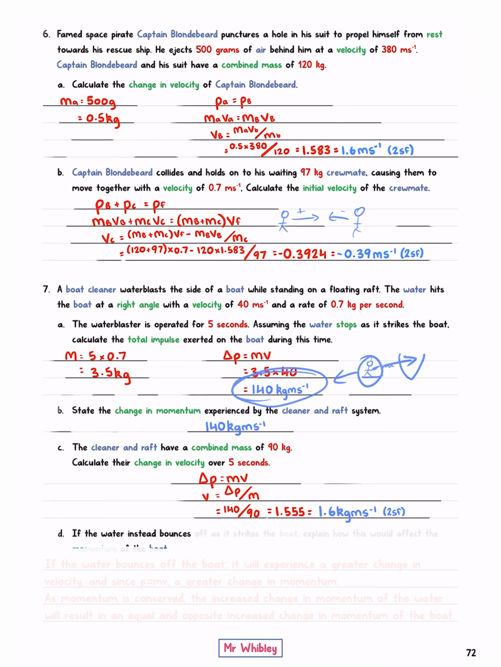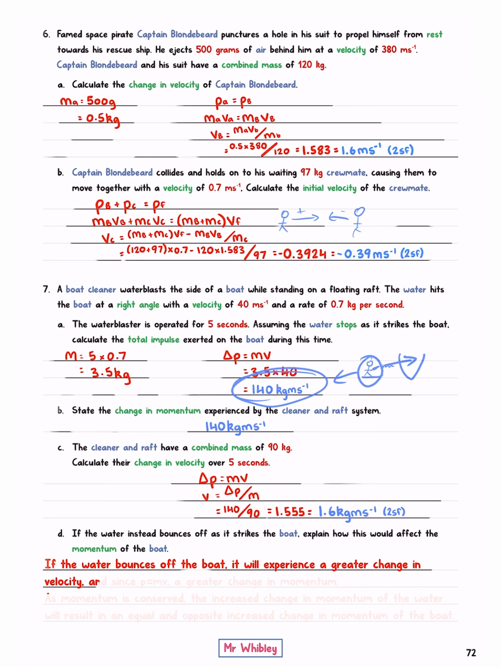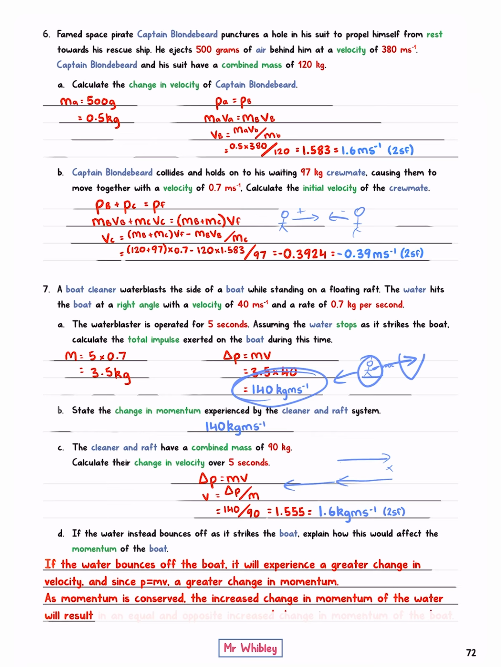If the water instead bounces off as it strikes the boat, explain how this would affect the momentum of the boat. If the water bounces off the boat, it will experience a greater change in velocity, since not only would the water go from moving to not, requiring a change equal and opposite to the water's velocity, because it's now bouncing off with some velocity, its change in velocity will be increased. And since momentum is mass times velocity, this will result in a greater change in momentum. As momentum is conserved, the increased change in momentum of the water will result in an equal and opposite increased change in momentum of the boat.